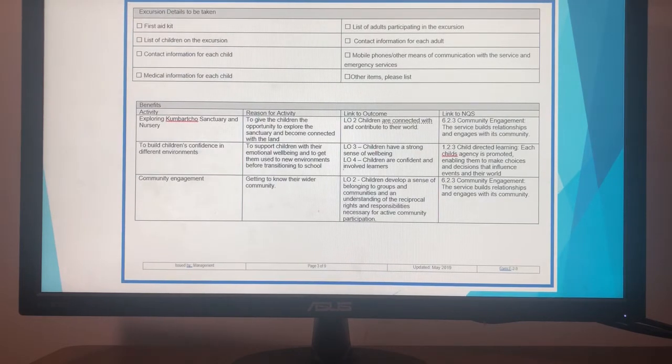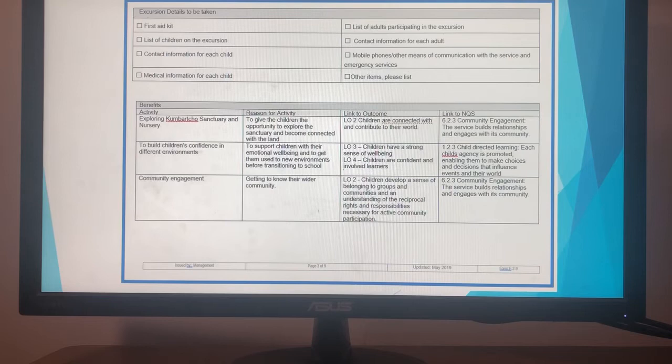We've got a bit of a checklist to ensure that we know what we need to take and what needs to be done before. So first we've got our first aid kit, list of children for the excursion, contact information for the child, medical information for each child, list of adults participating, contact information for each child and each adult, mobile phone, and other items if need be.